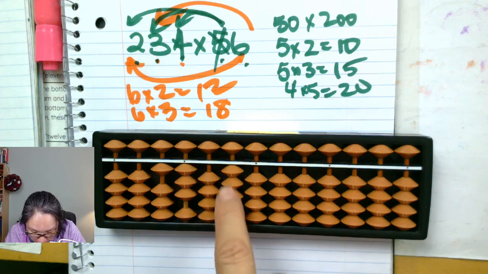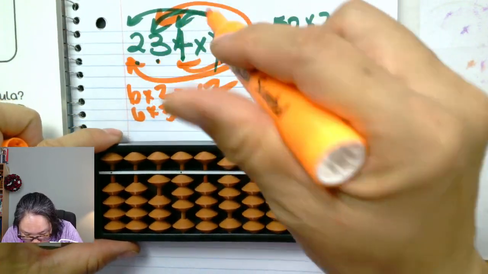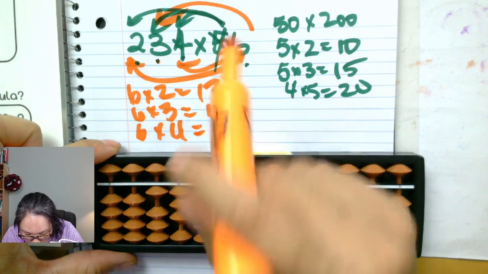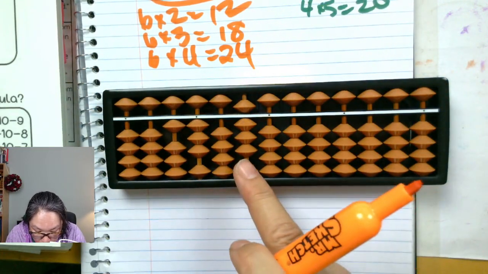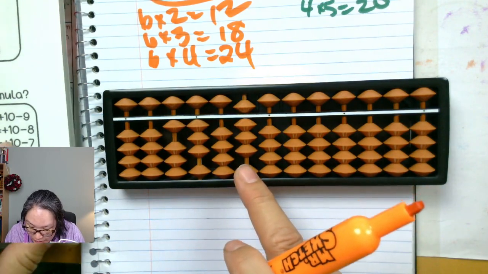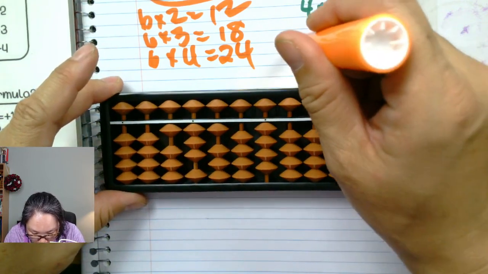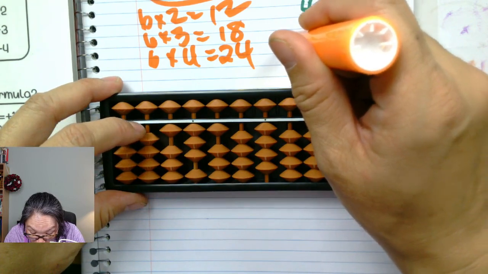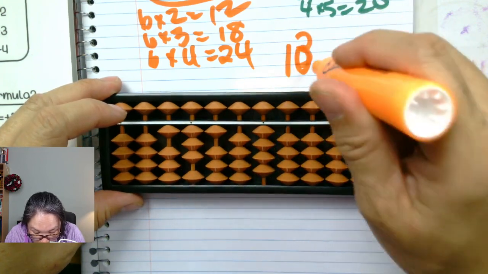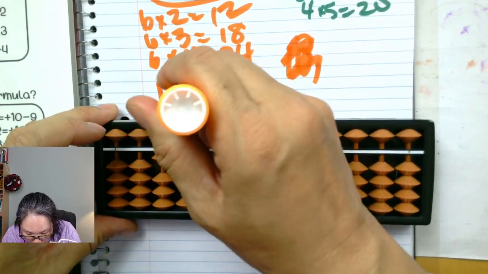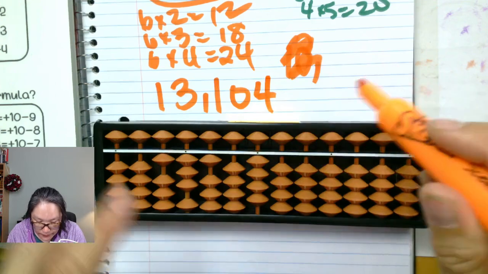And then plus 8. And then 6 times 4, right? 6 times 4 is 24. Plus 2, plus 4, plus 2. Plus 2 is plus the 10 minus the 8 plus the 4. So my final answer is 10,301,04. That's my answer.